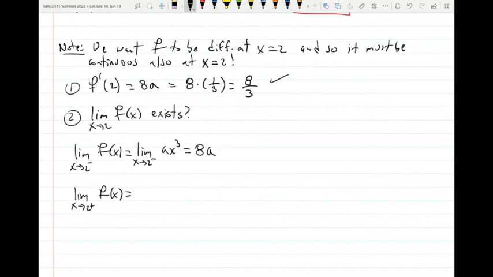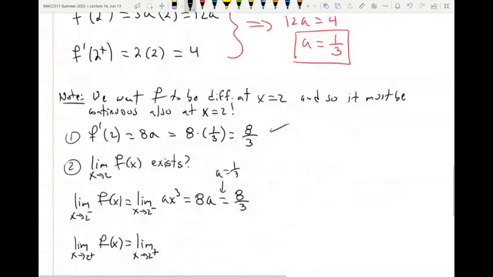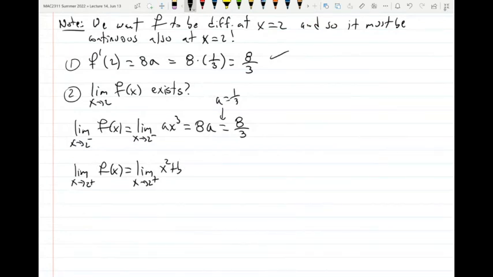So you do this and we get 8a, right? And if you want, now you can plug in your a here, which is 1/3. So this is really 8 over 3. Here I'm using the fact that a is 1/3. Everybody okay with this? Now let's go to the right limit. Limit as x approaches 2 from the right. Here x is bigger than 2, so we should be using the second formula, which is x squared plus b. What's this? 4 plus b. That's 4 plus b. And then what do we do?